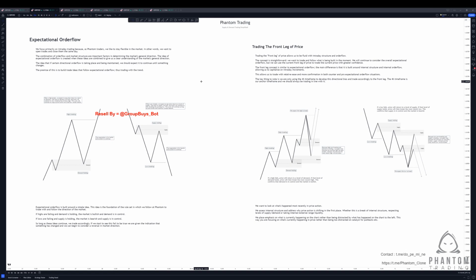The key thing to note is we are only using the 4-hour time frame to develop this directional bias and trade accordingly to the front leg. The 4-hour time frame is our anchor time frame, and we should always be trading in line from it.